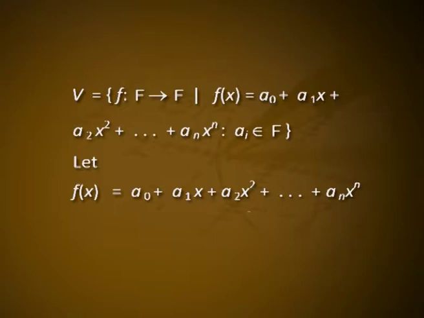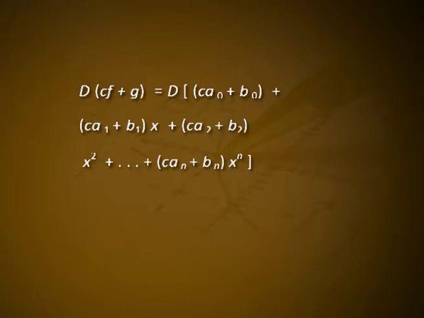Let f of x equal to a naught plus a1 into x plus a2 x square plus etc. a n into x raised to n, g of x equal to b naught plus b1 into x plus b2 into x square plus etc. b n into x raised to n be any two elements in V. Then D of c into f plus g equal to D of c a naught plus b naught plus c a1 plus b1 into x plus c a2 plus b2 x square plus etc. c a n plus b n x raised to n, which is equal to 0 plus c a1 plus b1 plus 2 c a2 plus b2 into x plus etc.